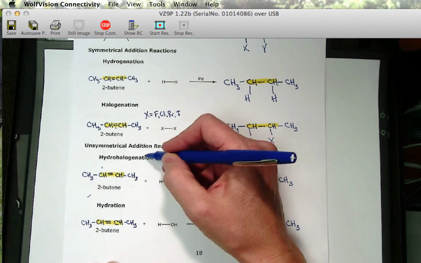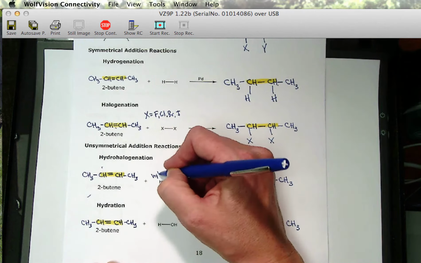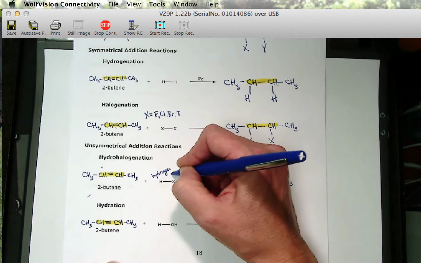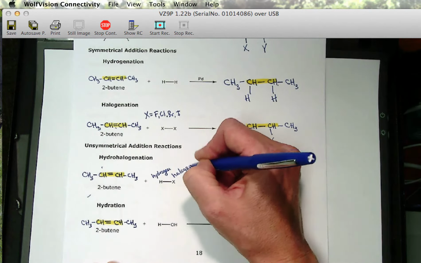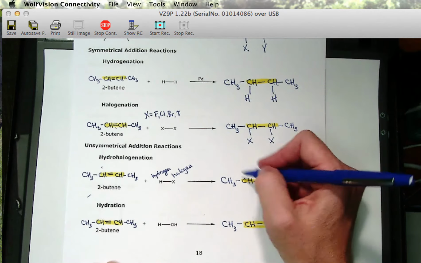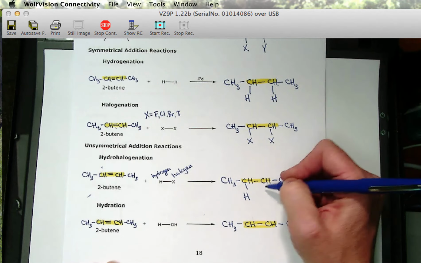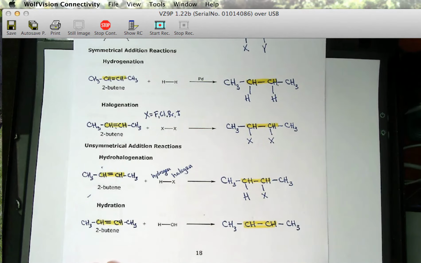Hydrohalogenation is hydrogen and a halogen. So you're going to have H on one carbon, X on the other carbon. Doesn't matter. It does not matter which right now. In a little bit it will.